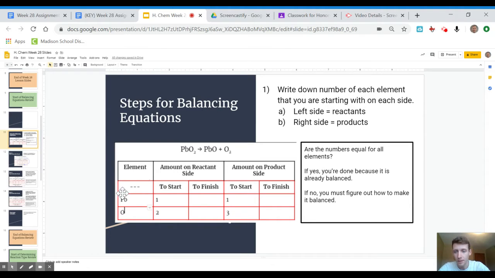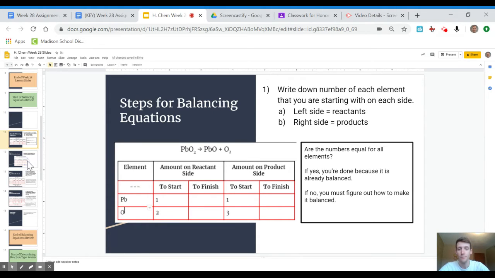So here, I've got PbO, and to start I have just one here, and I have two. Notice the little two there. So I put one down here, two down there, and on the other side I did the same. I just counted how many I've got. If these numbers match up, it's already balanced. Congratulations, you're done. If not, which I can see that the lead matches up, but the oxygen does not, I need to do some balancing.